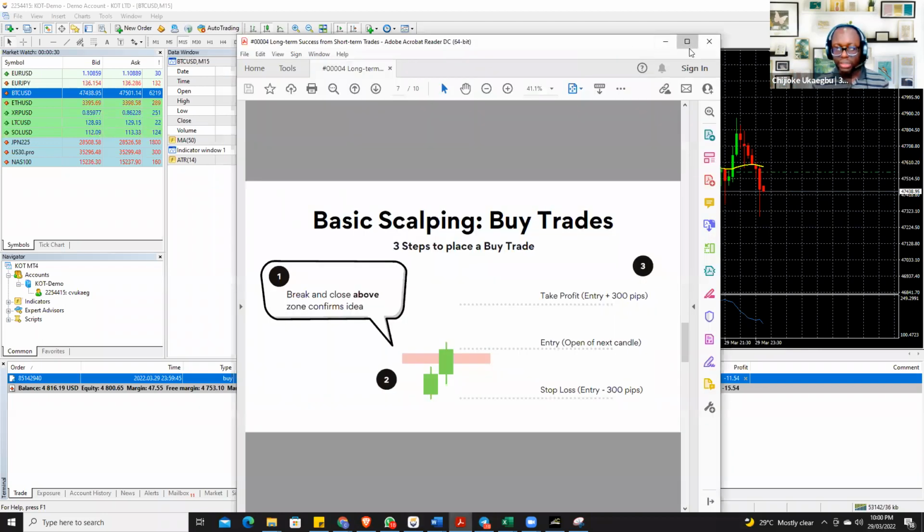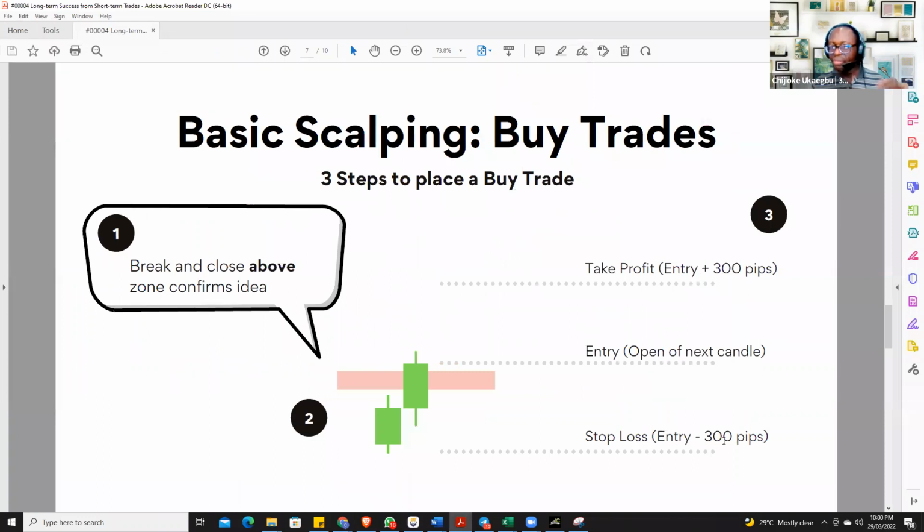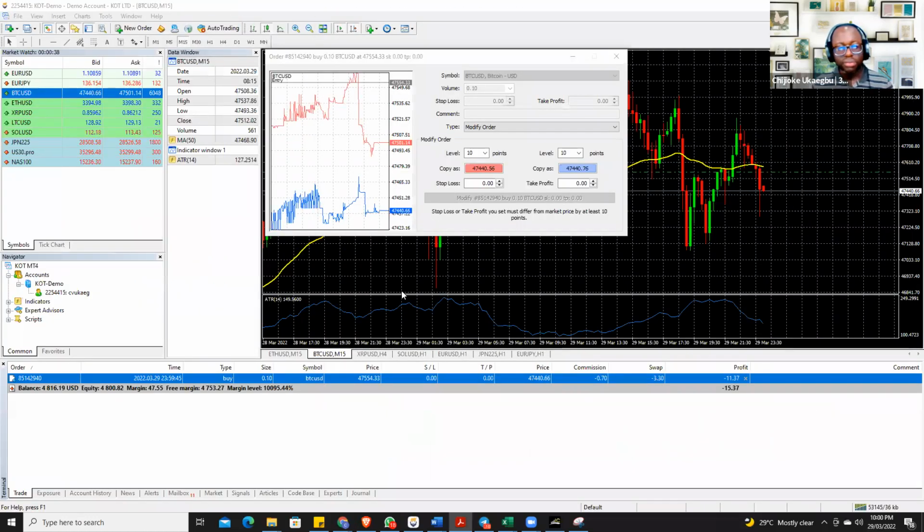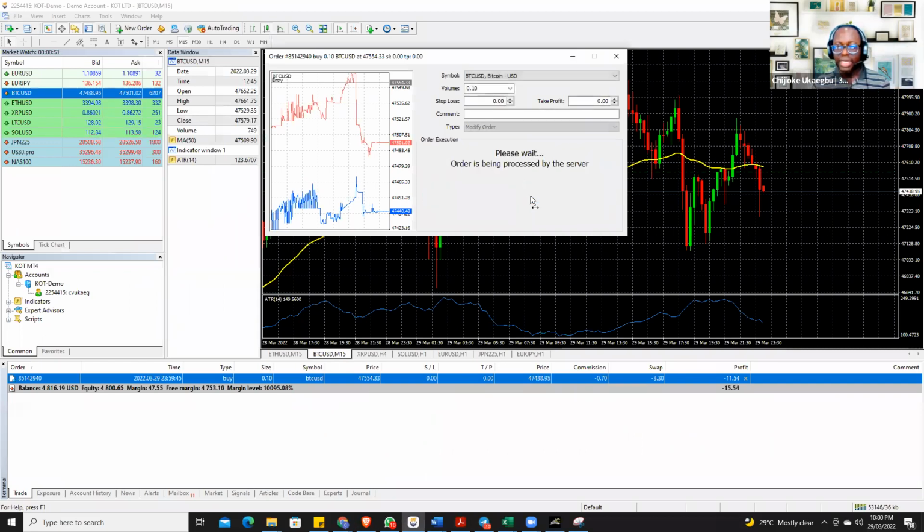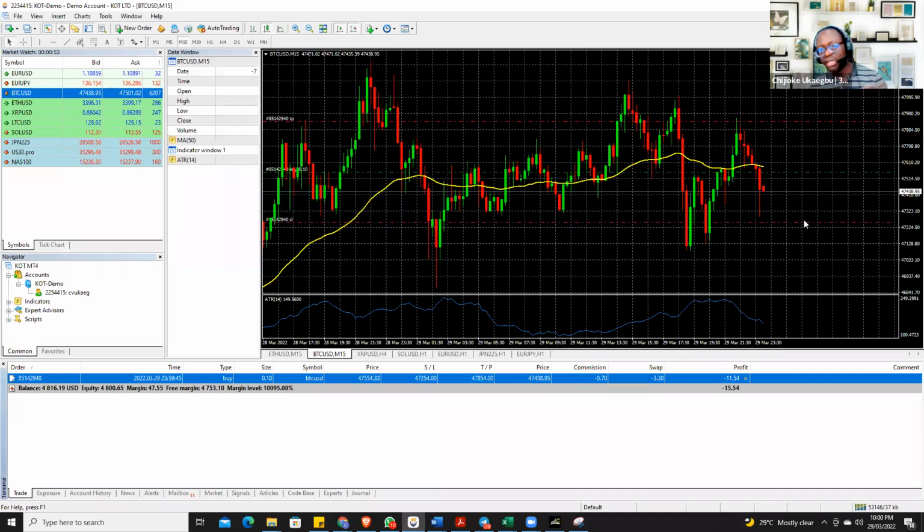your stop loss is your entry minus 300 pips. Okay, I haven't shown you the answer yet. Good. Okay, 47254. And your take profit is going to be 47554 plus 300. So that will be 47854. Go ahead, click modify, and your stop loss is there. Your take profit is there.